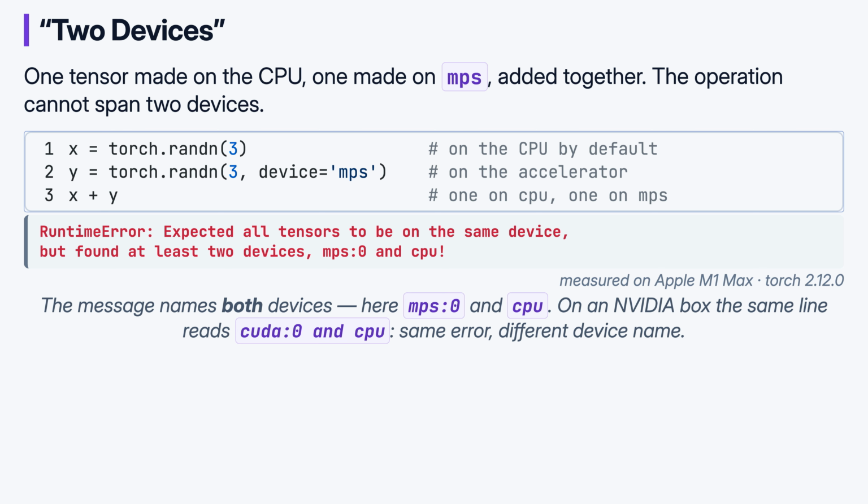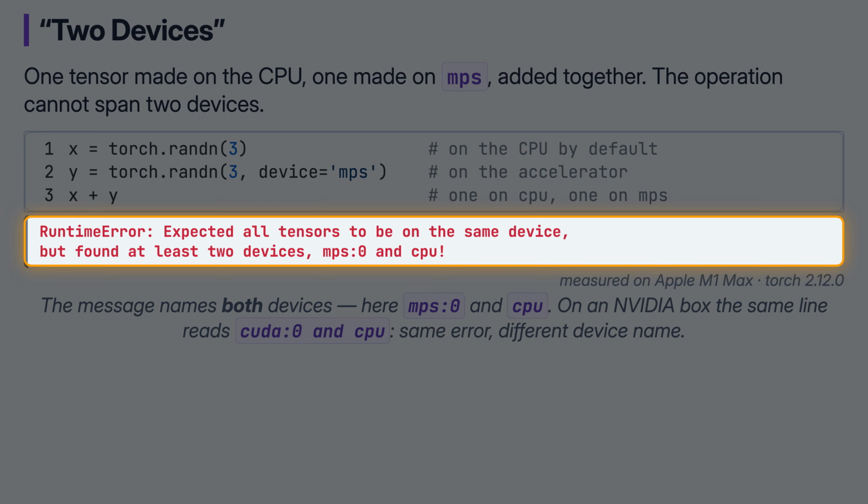One tensor made on the CPU by default. One made on MPS, the accelerator. Add them together and the operation cannot span 2 devices. So it raises. Expected all tensors to be on the same device, but found MPS:0 and CPU. The message names both devices. On an NVIDIA box, the same line reads CUDA:0 and CPU. Same error, different device name.